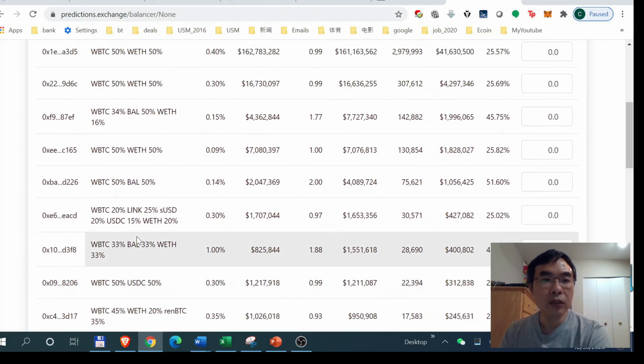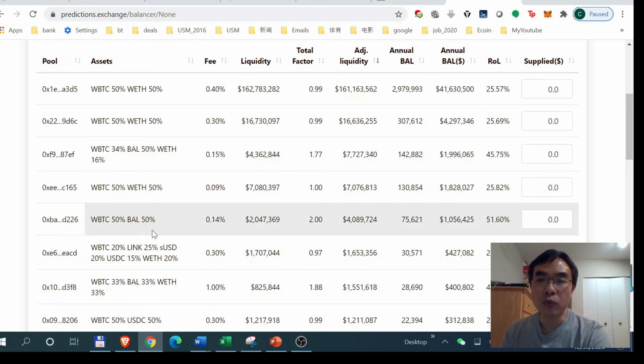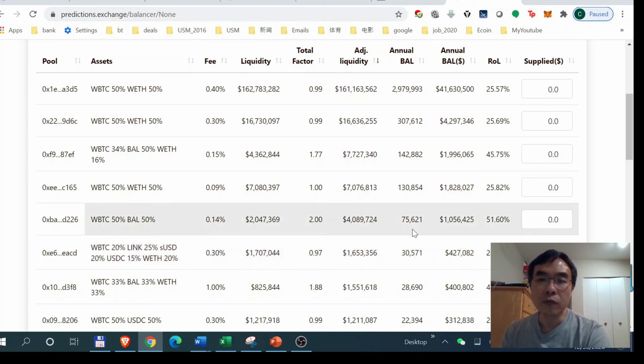And then I put it into a pool called the Ether and Balancer pool. So in that pool, we have Ether and Balancer. So I put 50% into Ether and 50% into the other half. So I'm earning high interest from that pool. So that's a very good strategy too.